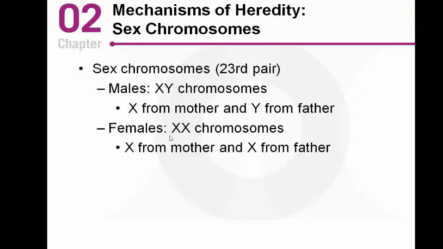So if you're a mom who has a son, you gave an X. If you're a mom who has a daughter, you gave an X. All you have is an X. You don't have a Y to give. So sex here is something that is determined by the father. A father has an X and a Y. So mom gives an X, dad gives an X, you end up with a daughter. Mom gives an X, dad gives a Y, you end up with a son.